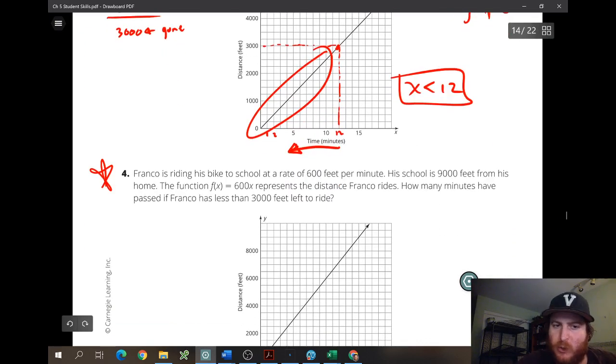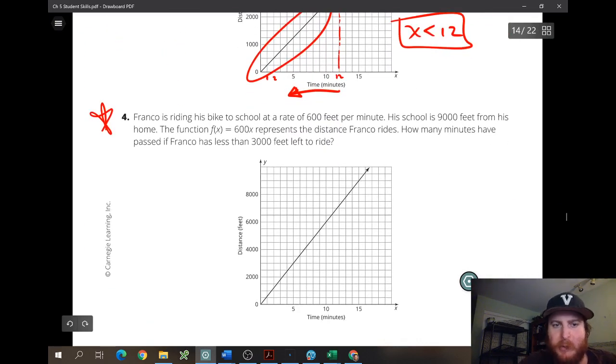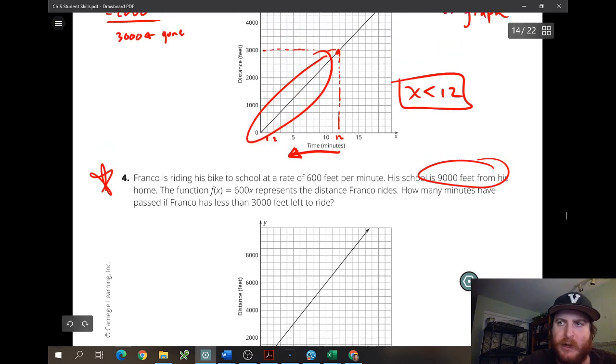Okay, this one is also worded oppositely. It's almost the exact same thing. Franco's riding his bike, and his school is 9,000 feet from his home. So you guys will do 4, just kind of look at 3. It shouldn't be too bad.